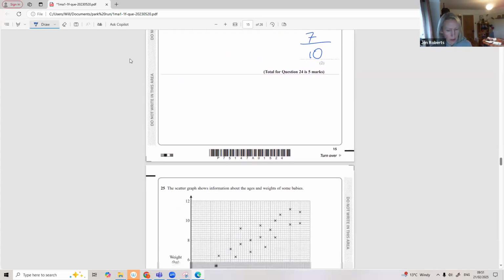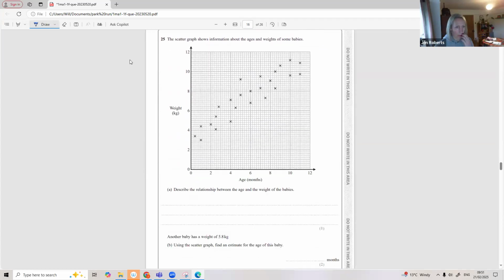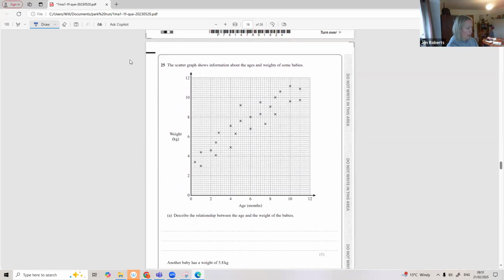Okay, next question. Scatter diagram. So we've got the age against the weight of some babies.